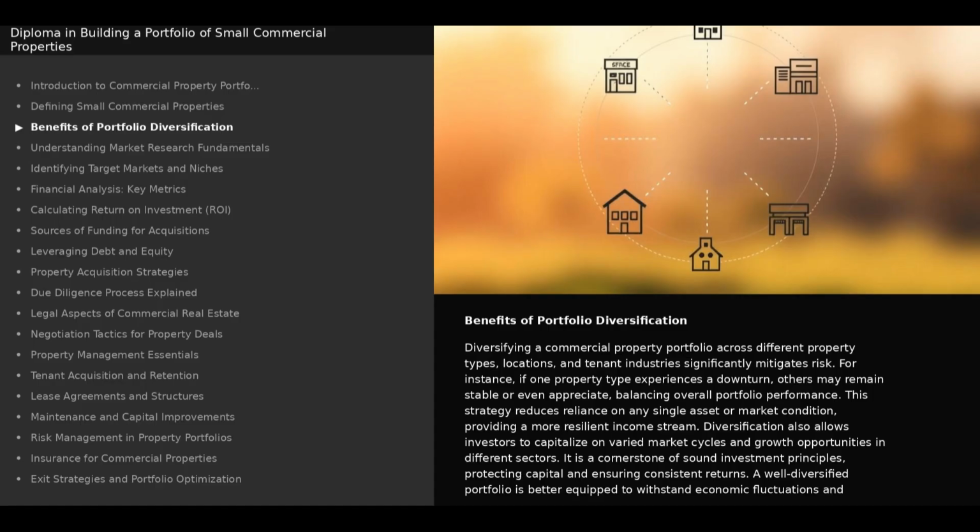Diversification also allows investors to capitalize on varied market cycles and growth opportunities in different sectors. It is a cornerstone of sound investment principles, protecting capital and ensuring consistent returns. A well-diversified portfolio is better equipped to withstand economic fluctuations and unforeseen challenges. This approach fosters long-term stability and growth for the investor.